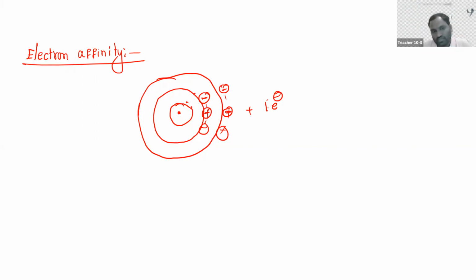Electron affinity is the amount of energy released when an electron is added to the outermost shell of an isolated gaseous atom.